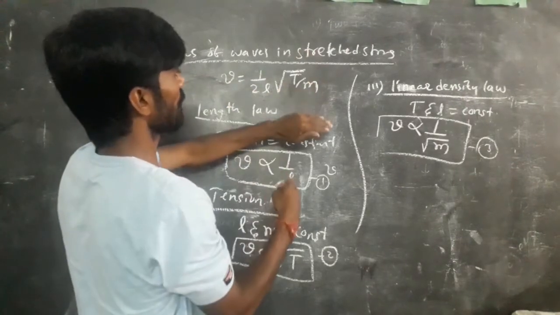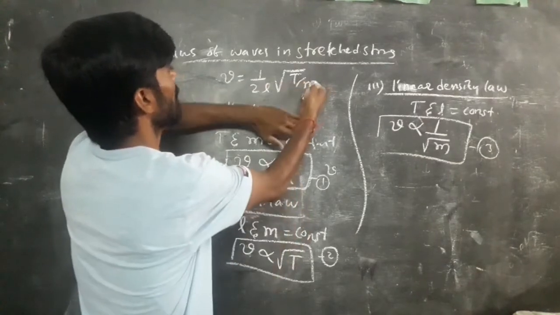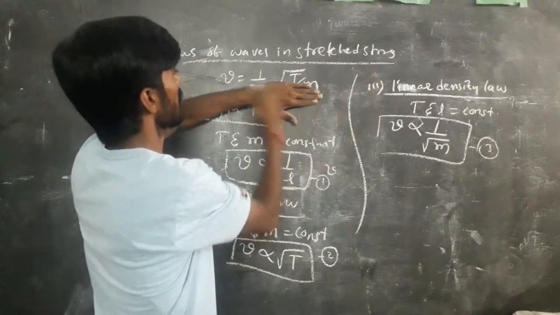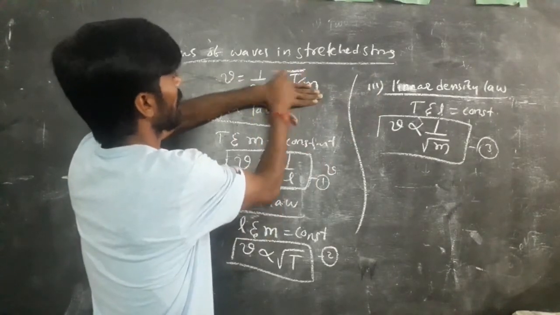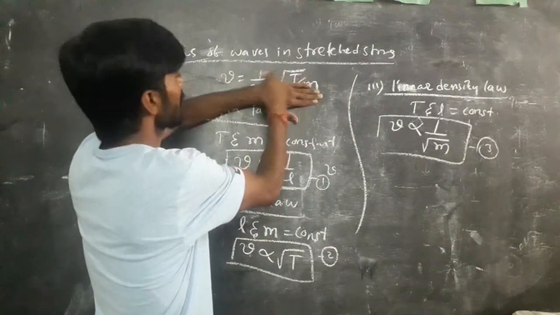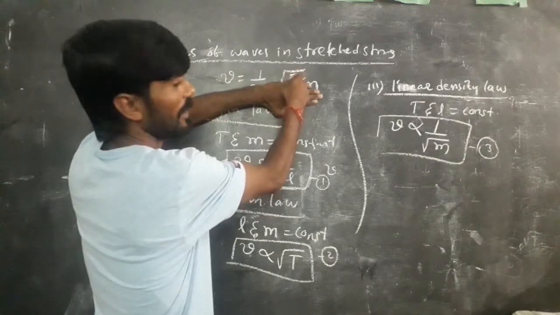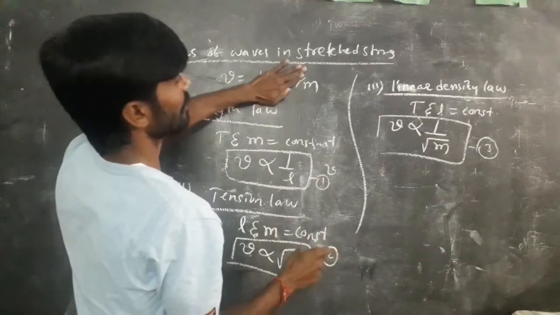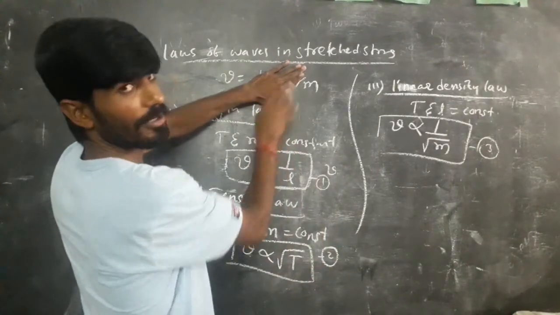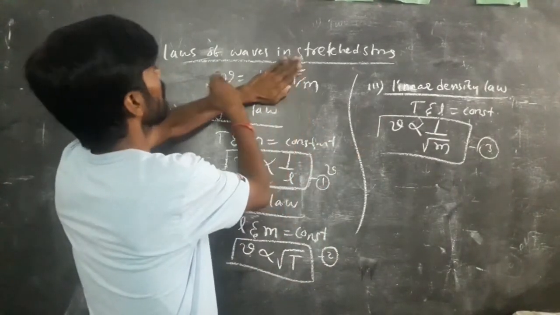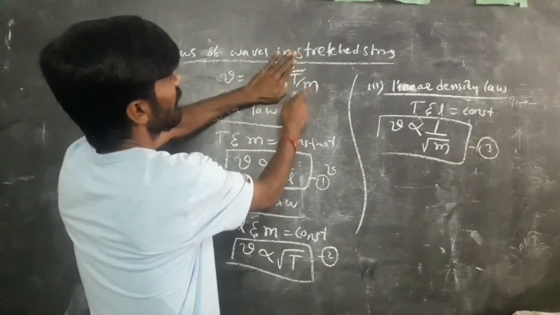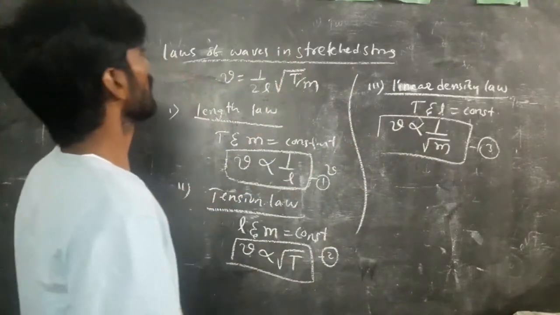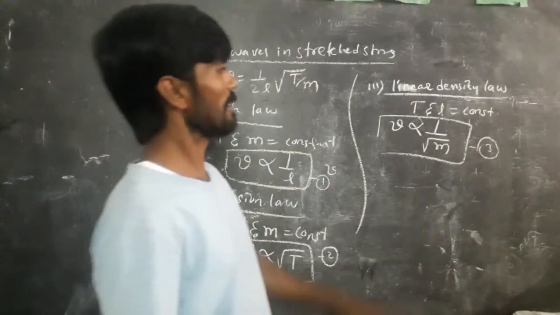Now if we discuss the tension law, remaining M and L constant, just close those two quantities, they don't change. So what would it look like? This is square root T, so mu is directly proportional to square root T. And for the linear density law, with length and tension constant, just close them, no change. So it looks like 1 by square root of M, so mu is inversely proportional to square root of M. These are the laws of waves in a stretched string.